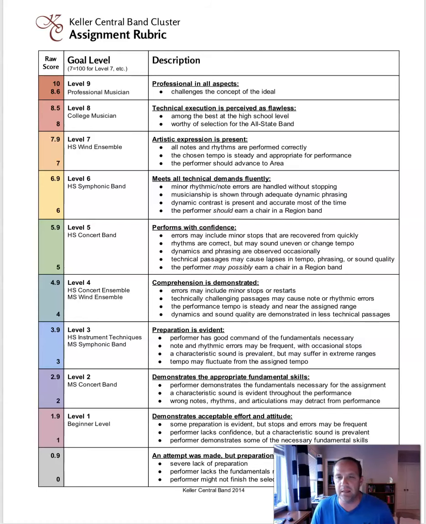The next thing would be, let's say, level 6. Level 6, this would be our high school symphonic band, okay? Minor rhythmic note errors are handled without stopping. Musicianship is shown through adequate dynamic phrasing. Dynamic contrast is present and occurs most of the time. The student should earn a chair in the region band, okay? So that's obviously a way higher level. For our wind ensemble members, all notes and rhythms are performed correctly. The chosen tempo is steady and appropriate for performance, and the performer should advance to area. And then it goes all the way up to the professional musician, which challenges the concept of the ideal, okay? So every student can read where they're at on a particular performance.